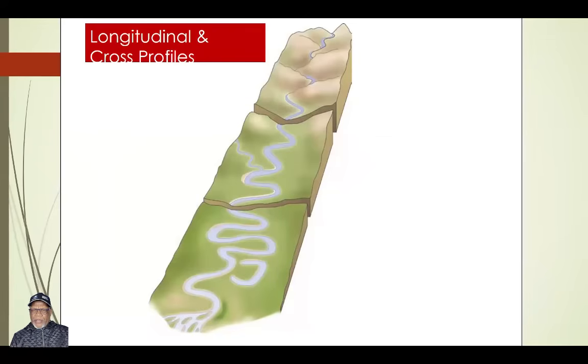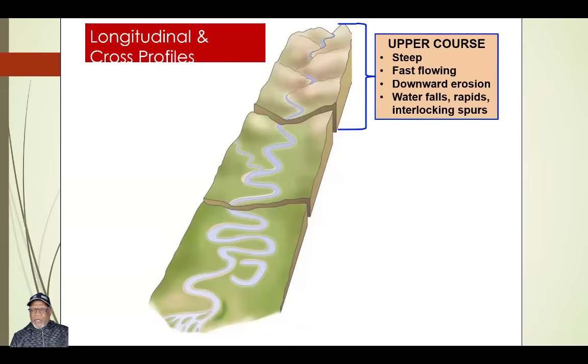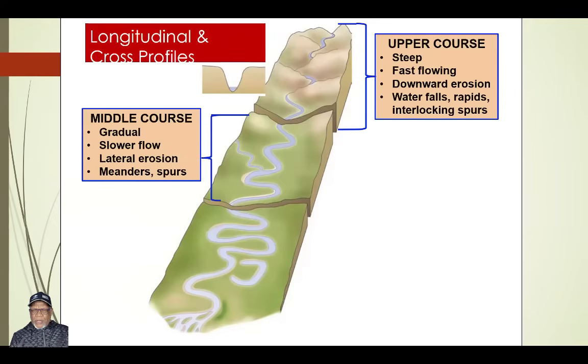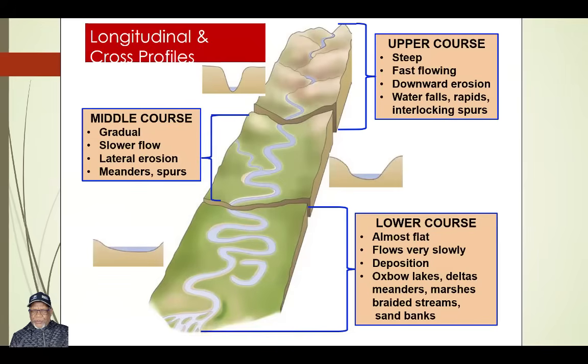Now, when you're looking at the long profile of the river, it has the upper course. So this will be the upper course, and this is the middle course, and this is the lower course. The river in its upper course has got a steeper gradient, and the water is flowing fast. There is dominant downward erosion, or vertical erosion, and the area has got waterfalls, rapids, interlocking spurs, and you can see the volume of water is very little.